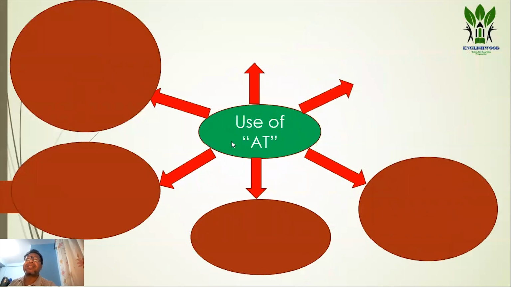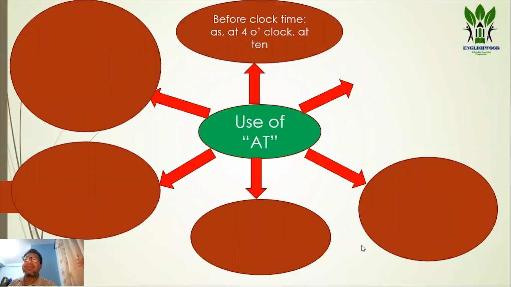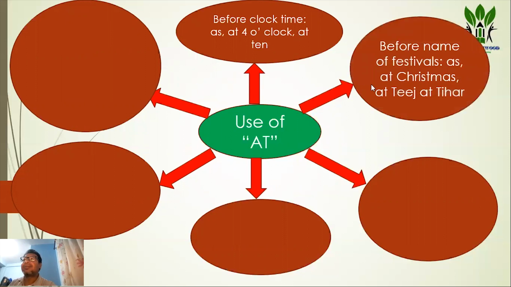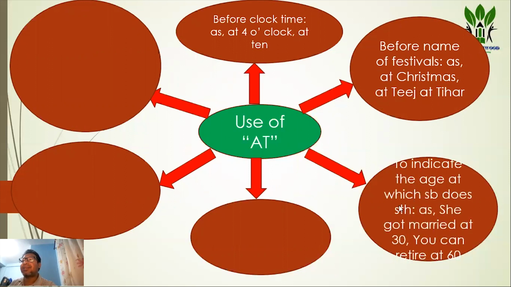Use of "at". For example, before clock time: at 4 o'clock, at 10. Before names of festivals like at Christmas, at Tees, at Tihar. To indicate the age at which somebody does something. For example, she got married at 30. You can retire at 60.